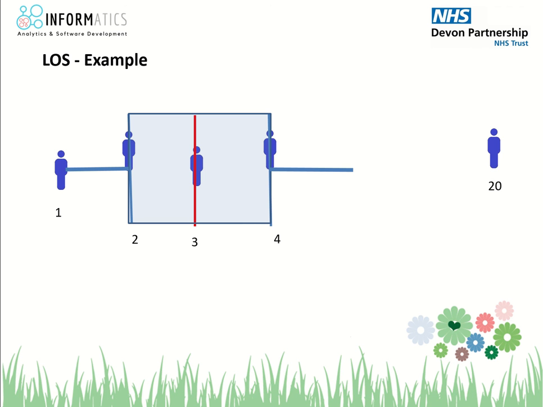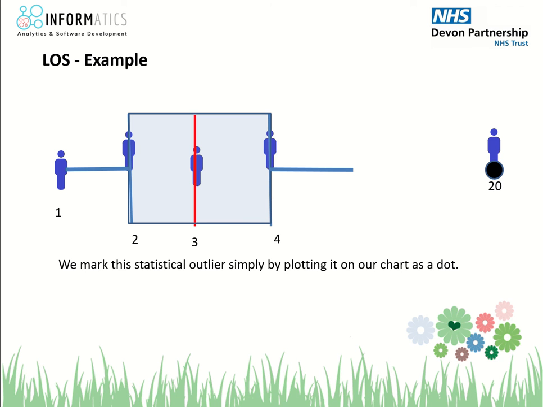So poor old Bob there over to the far right is an outlier. And now we can actually see that statistically that patient is an outlier. It fits outside our normal expected distribution. So we mark this statistical outlier simply by plotting it as a dot on our chart. So we can see it like that. And each individual outlier, if we had more than one, each of those would be plotted as a singular dot.